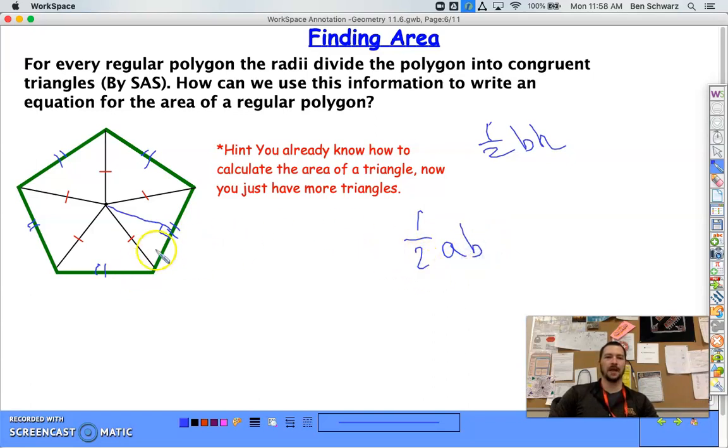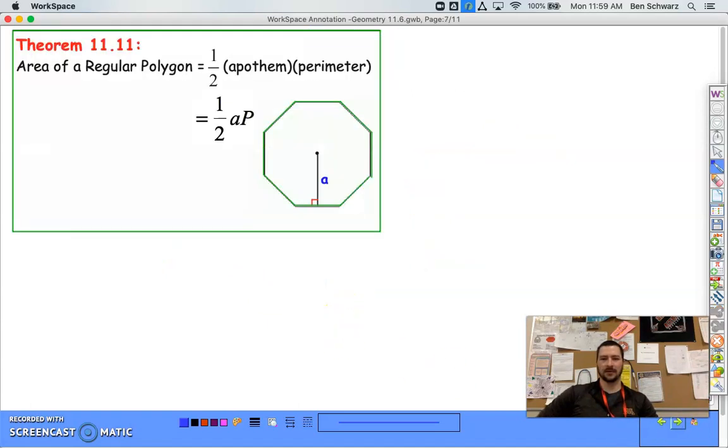Okay? Well, each base, well, we have 5 triangles. So we have 5 bases. And if we add up all the bases, what we'd have is the perimeter. So for the whole polygon, it ends up being 1/2 the apothem times your perimeter. So that's our theorem for today. Copy this down in your composition books so you can use it later. So again, area of a regular polygon, 1/2 the apothem times its perimeter.